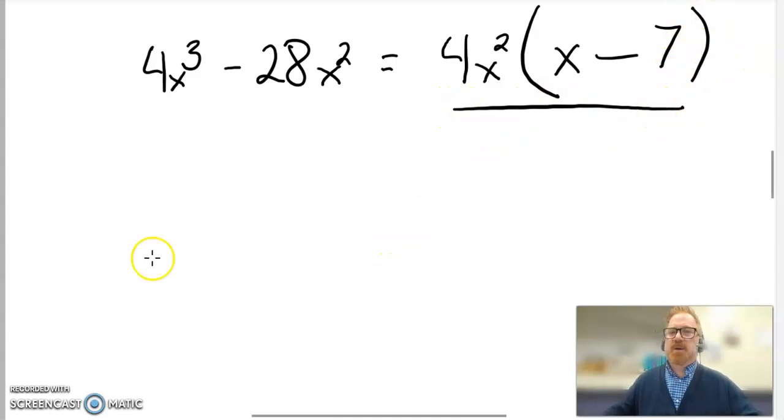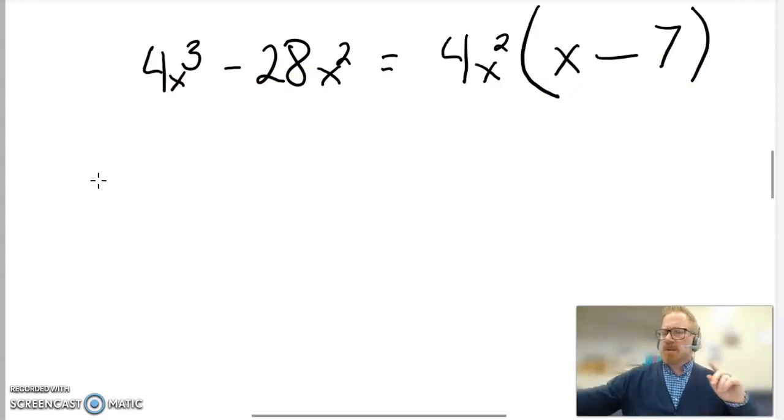So here is our factored equivalent expression to what we started with. Okay, so take a look at the worksheet if it's in front of you, see how you do on those. Otherwise, if you have questions, just ask.